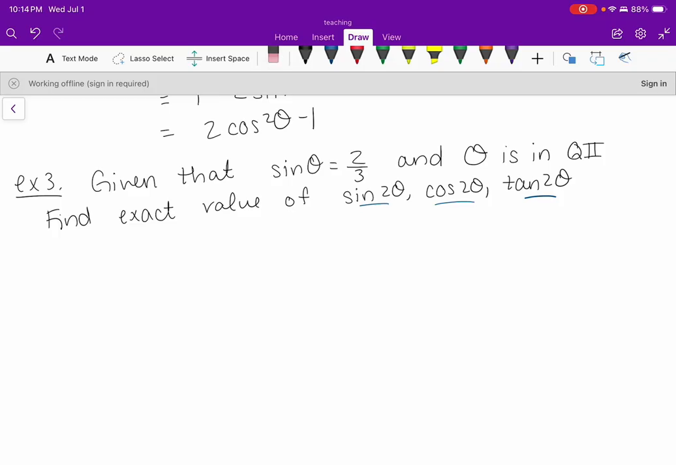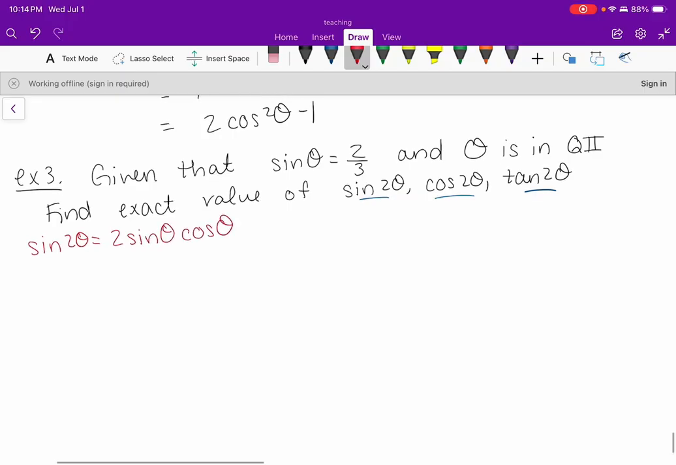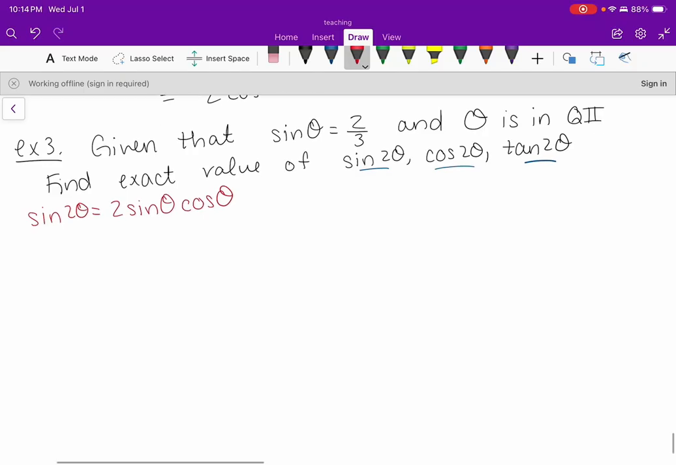I'm going to write my identities up at the top. So I have sine 2 theta is equal to 2 sine theta cosine theta. And let's just start with that one first, and then I'll write the others after. If I look at my identity here, I have sine theta already. They gave me that. I don't have cosine theta though, but I can go get it using the relationship that I can make out of the triangle.